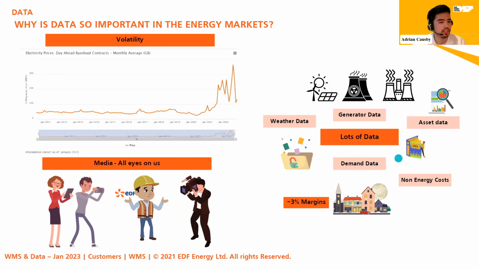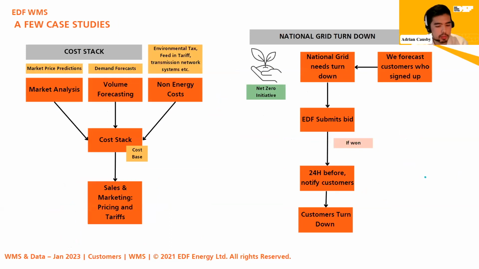And we've got lots and lots of data, be it asset data, generator data, demand data, weather data, the non-energy costs like the transmission line costs that get you the electricity from A to B. There's just so much data that we have to take into account in order to function as a business. So I'm going to give you a couple of case studies to give an overall summary, so that you understand some case studies in the business.